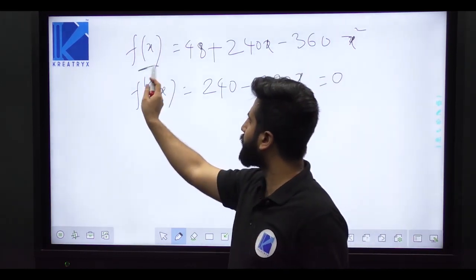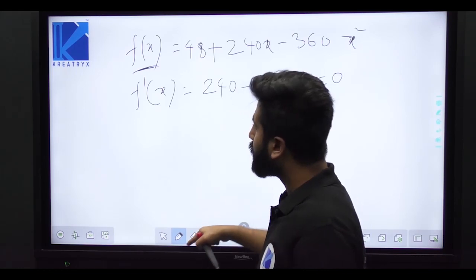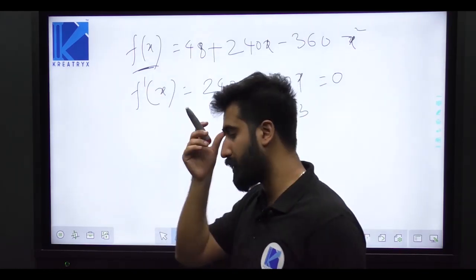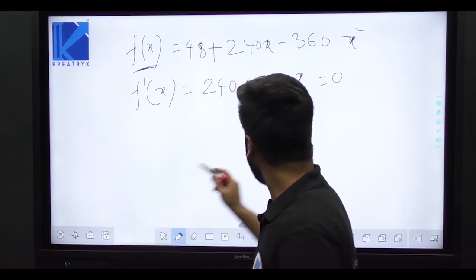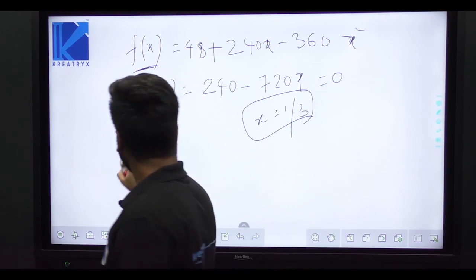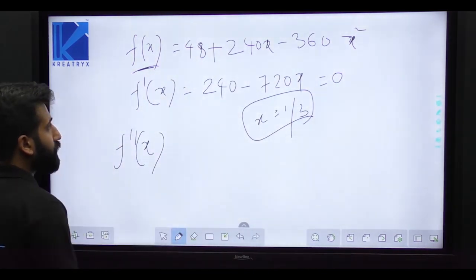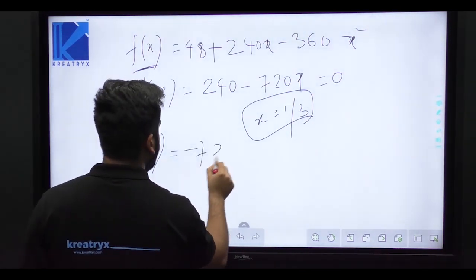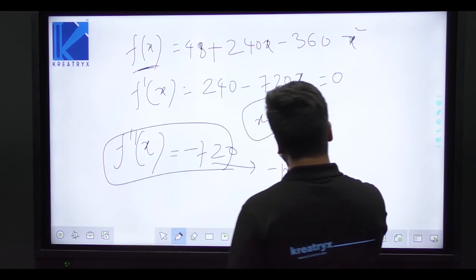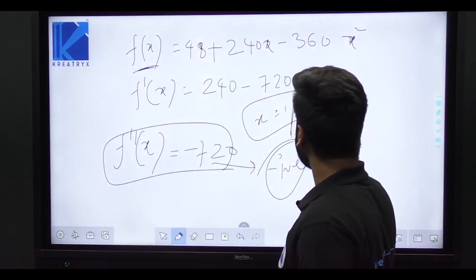Now if you double derivate it, it will actually show you whether at x equal to 1 by 3 this function is maximum or not. If you get the negative value, then this corresponds to the maximum value. Okay? So f''(x) is equal to 240 minus 720x minus 720. Great. So this is the negative value. That means x equal to 1 by 3 will correspond to the maximum value.